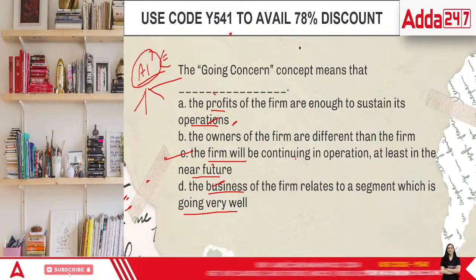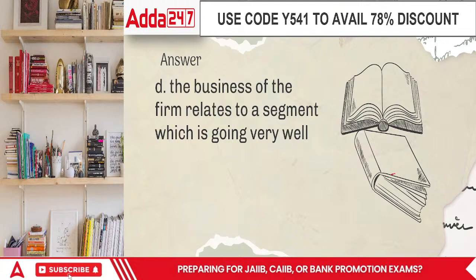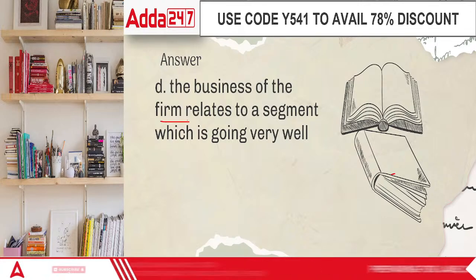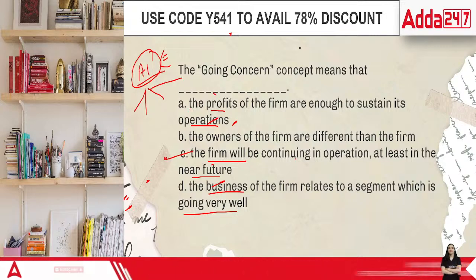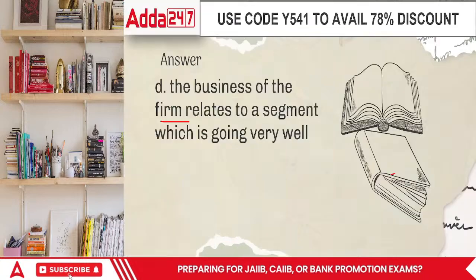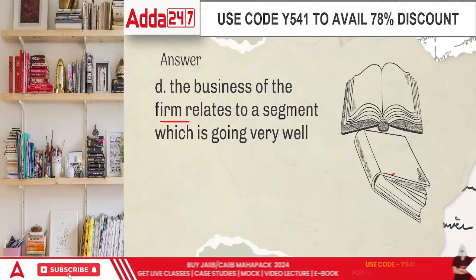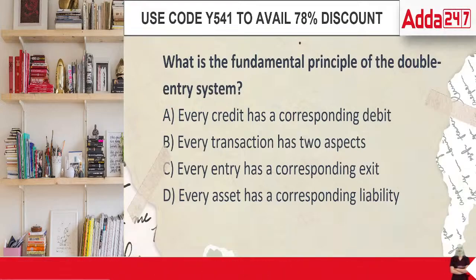And chaliye, now the answer is D. The business segment, nahi, nahi. In this case, the going concern concept means the firm will continue its operation at least in the near future. It is C. We can never say it is going only very well. Though this is an inference, C was a better answer.